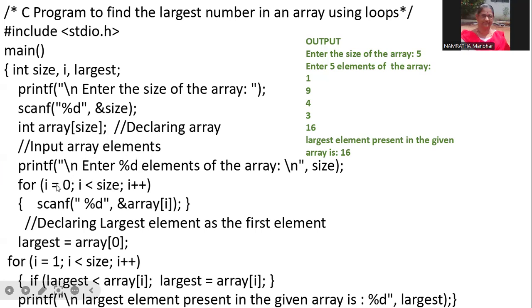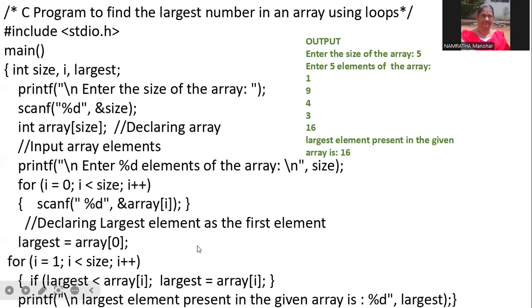By default, you'll be using the for loop: for i equal to 0, i less than size, i plus plus. Then scanf percentage d, ampersand array of i. This is the loop we're using to accept the elements. The elements I've accepted are 1, 9, 4, 3, and 16. Now I want to find out which of them is the largest. So first I initialize largest to array[0], that is, I'm assuming that 1 is the largest.